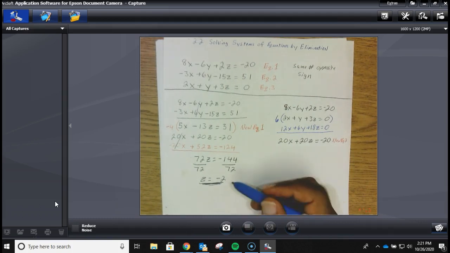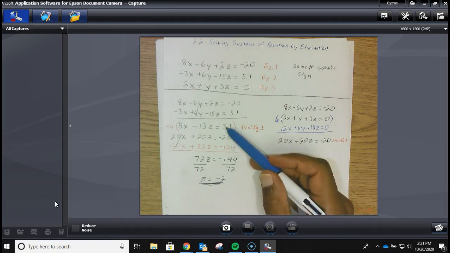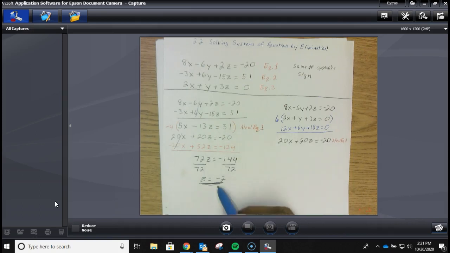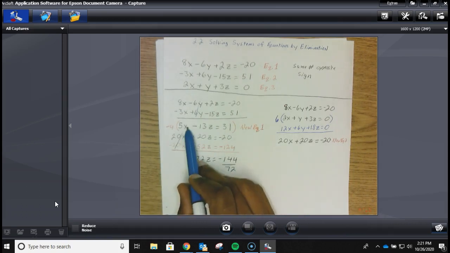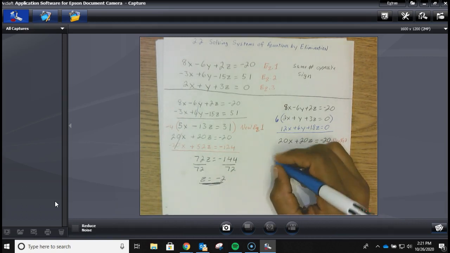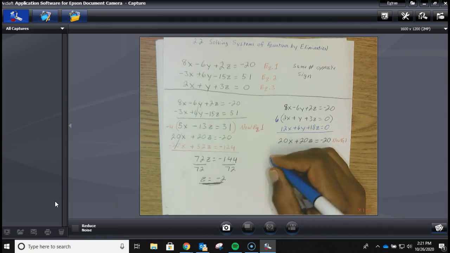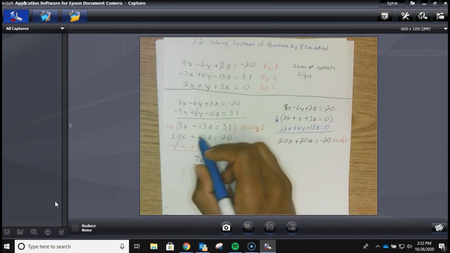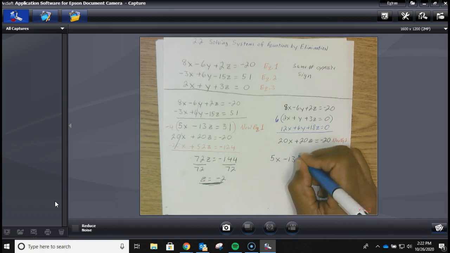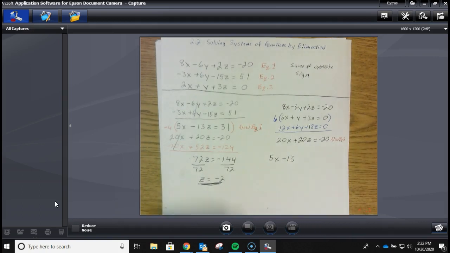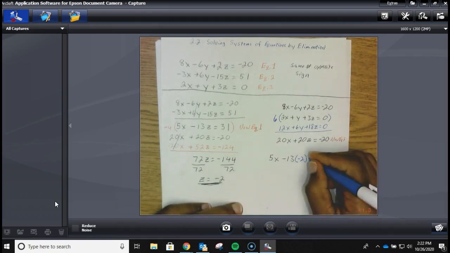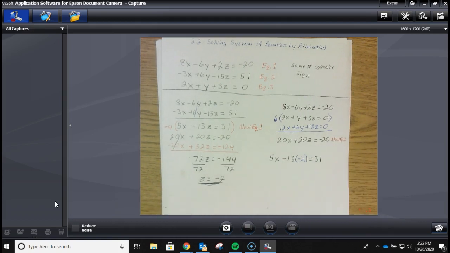So now we have our z. Let's plug it into one of these two new equations, new equation 1 and new equation 2, to get my x. I'm going to plug it into equation 1 because those numbers look easier to me. I'm going to substitute in place of z, negative 2. So I end up with 5x minus 13, and in place of the z, I'm going to put negative 2, and I end up with that as my equation.